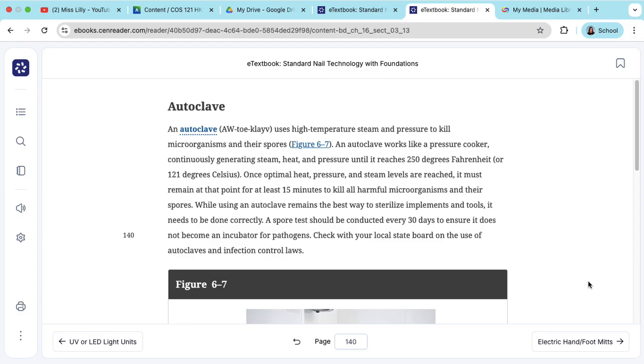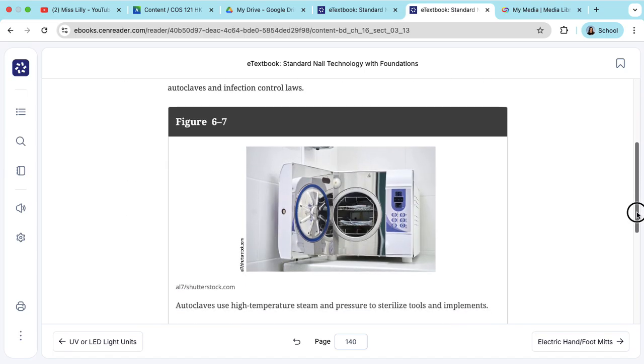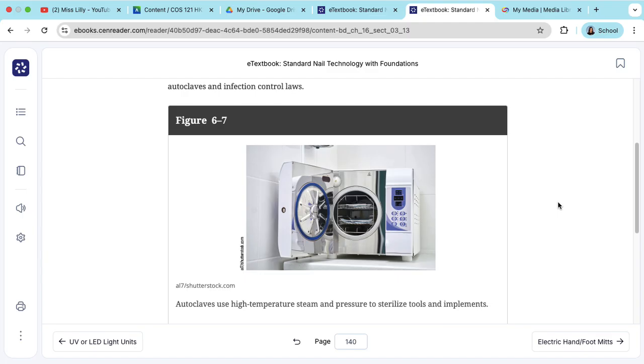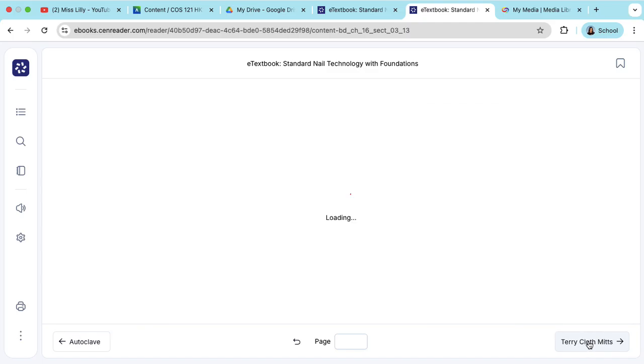Autoclave. It uses high temperature steam and pressure to kill microorganisms and their spores. So this is what we know as sterilizing. It looks kind of like a little microwave or oven. That's how it looks.